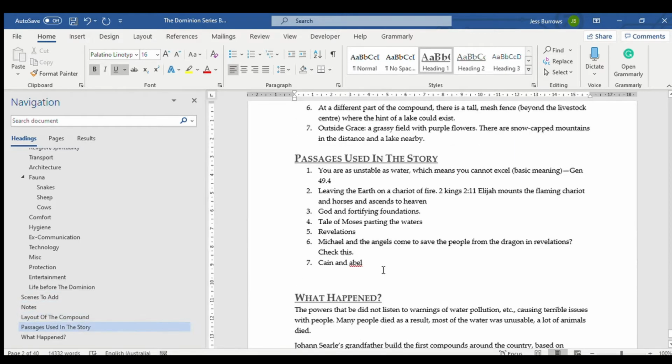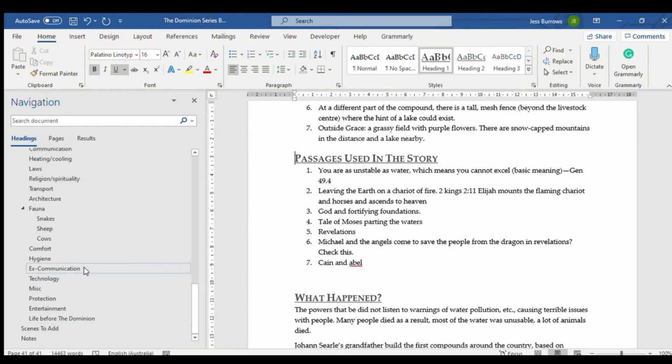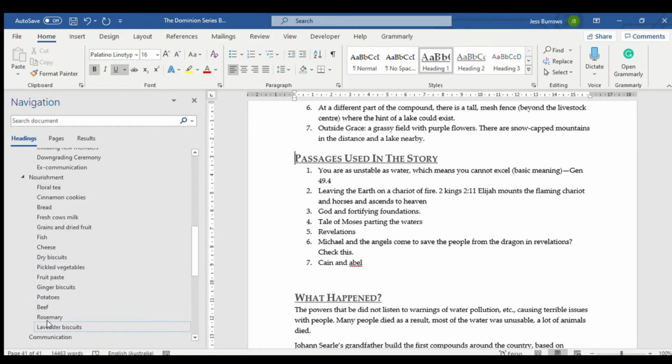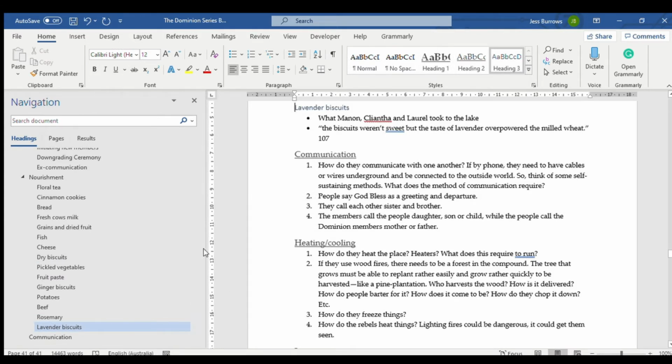And then I move on to things like the flora and the fauna. I have notes down the bottom of my series Bibles that are, say, scenes to add, general notes that I have to place in certain areas. In the Dominion, I have what was life like before the Dominion and what happened to make the world the way it is.